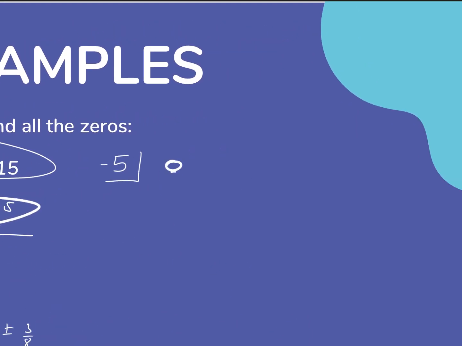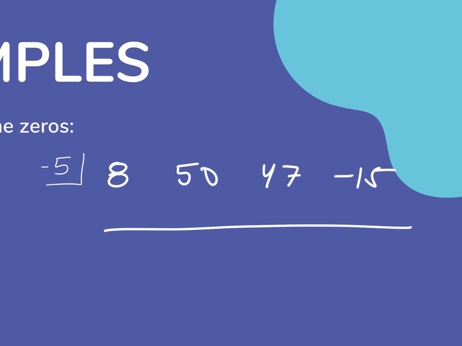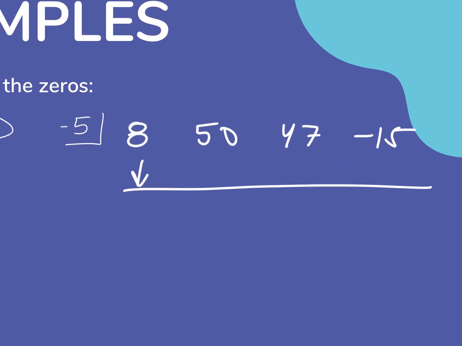So tell me my coefficients. 8, what else? Positive 50, right? Then what? -15. Now, if this is a root, this is a 0, this is a place that it crosses the x-axis, what should my remainder be? 0, okay? So let's bring down our 8 and then start our synthetic division party.